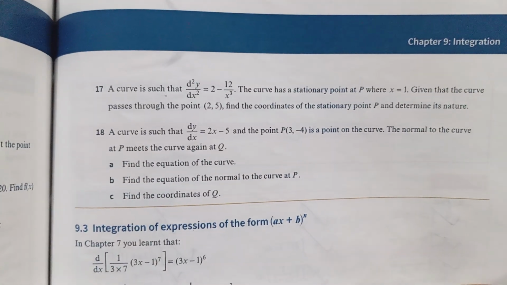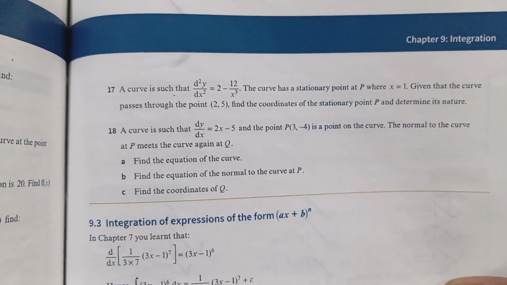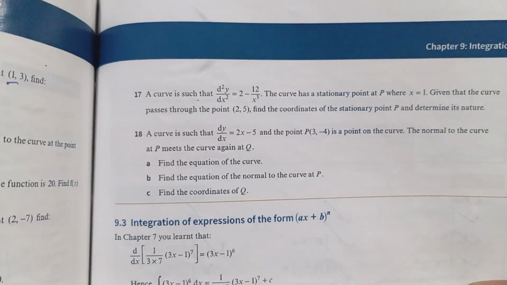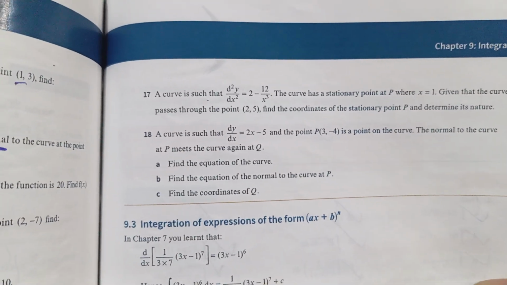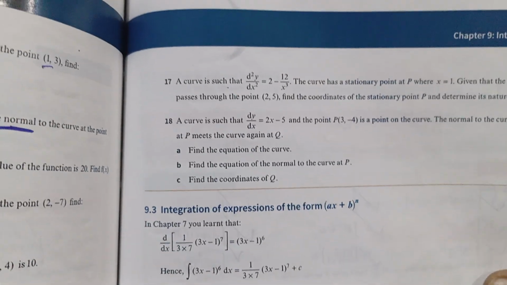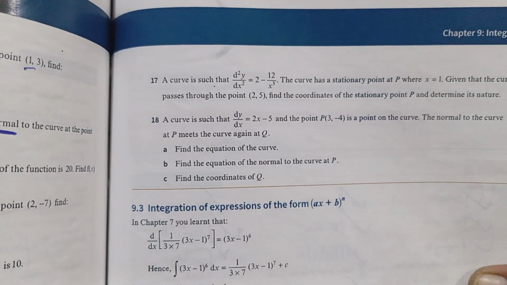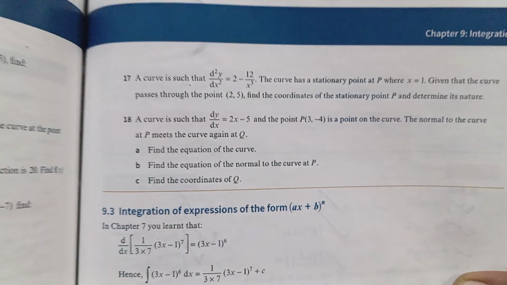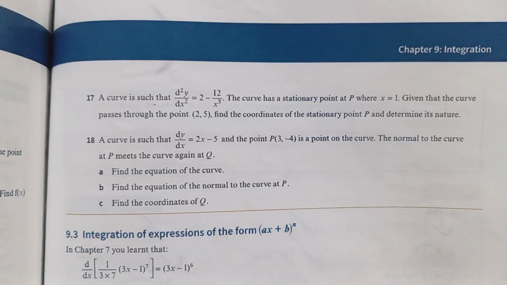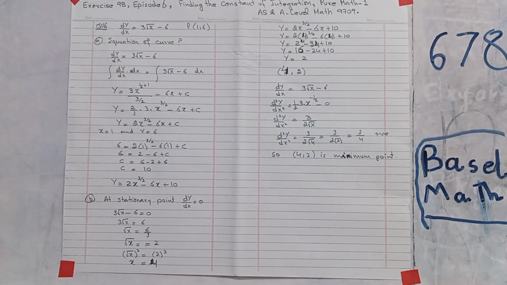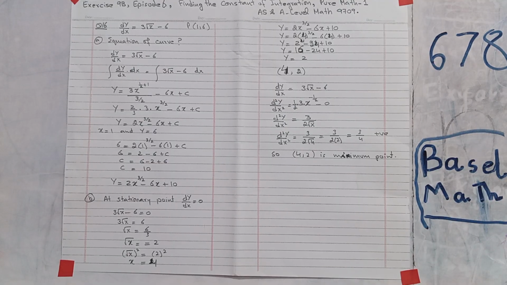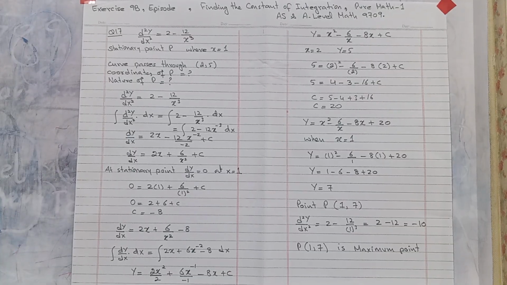A curve is such that d square y by dx square equals 2 minus 12 by x cube. The curve has a stationary point at P where x is equal to 1. Given that the curve passes through the point 2 comma 5, find the coordinates of the stationary point P and determine its nature. So this is the question number 17 and we want to solve it. So my dear students, the solution of the question number 17 is showing up on your screen.